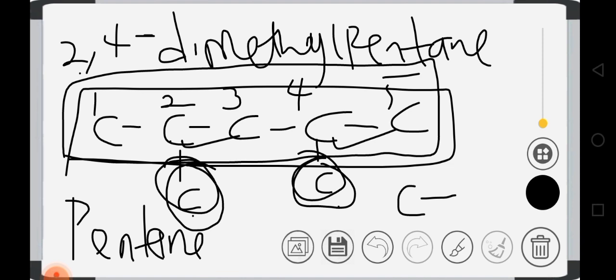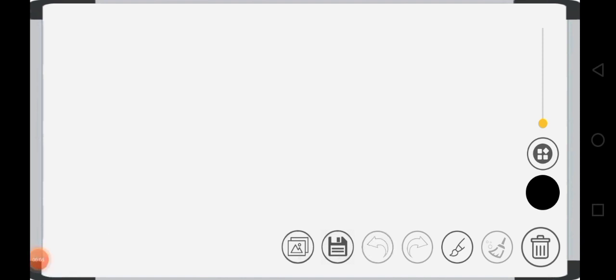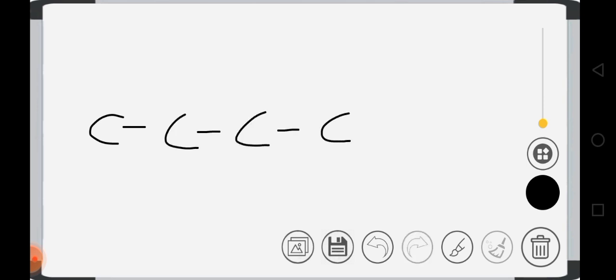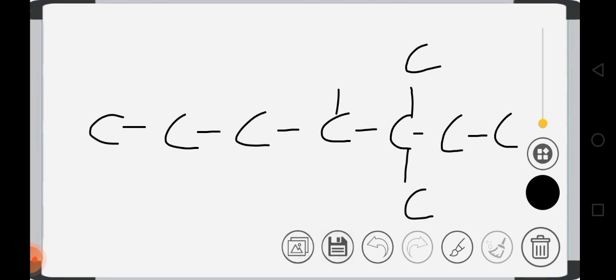Let's look at more. We are going to do more questions now. Now let's look at this. Right here, I'll write my own, just the carbons. 1, 2, 3. Then let's say we have 1 carbon here, 1 carbon here, 1 carbon here. So let's look at the name of this one now.